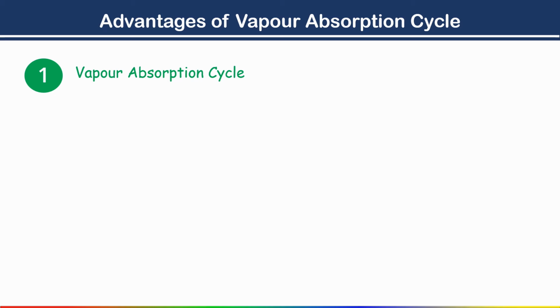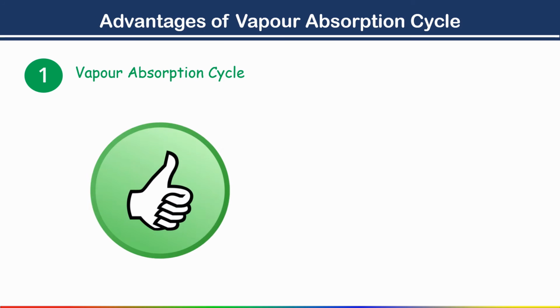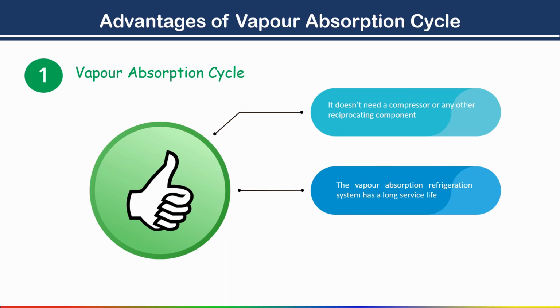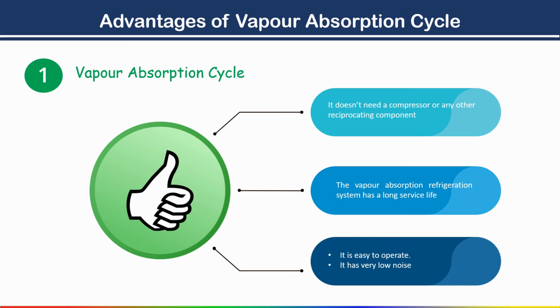Now, what are the advantages? There are many advantages of this cycle. It does not need a compressor or any other reciprocating component, because in place of the compressor here we are using a pump and generator. The vapor absorption refrigeration system has a long service life and it is easy to operate. It also has very low noise.